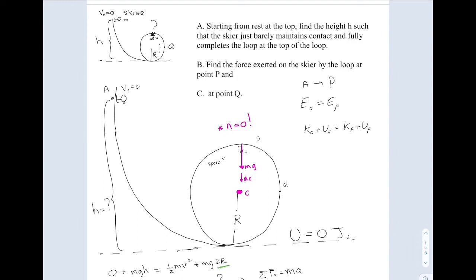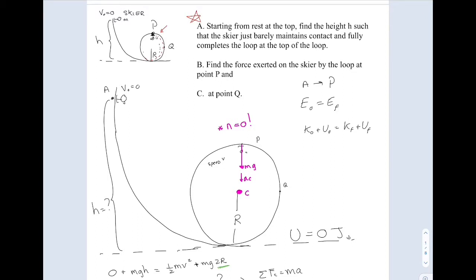Okay, so here are some additional energy problems I want to look at. Here I have a loop, which we did when we did circular motion. When we did circular motion, we looked at how fast something would have to be moving at the top of the loop so that it just barely maintains contact and fully completes the loop. So that we did.